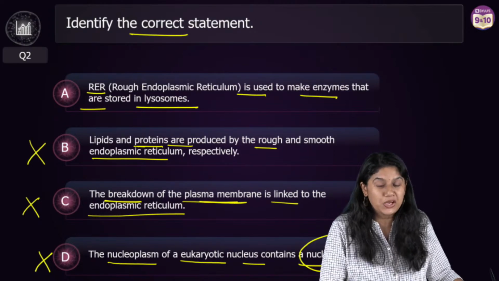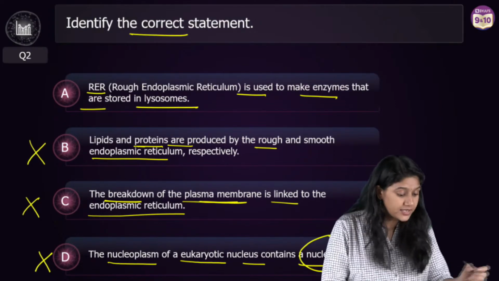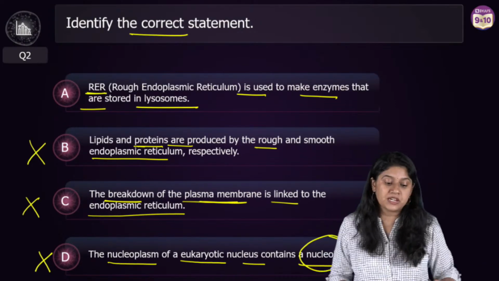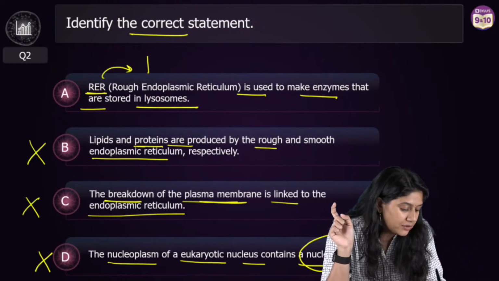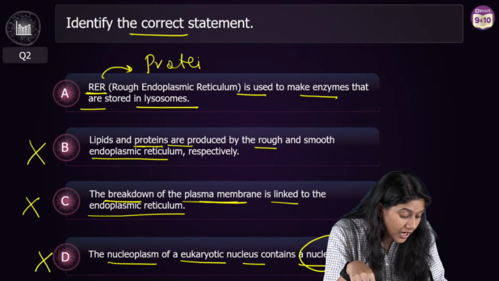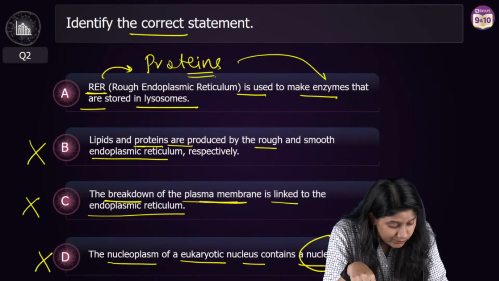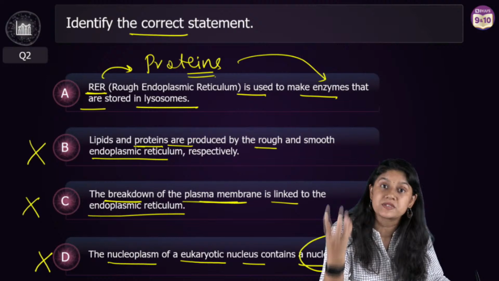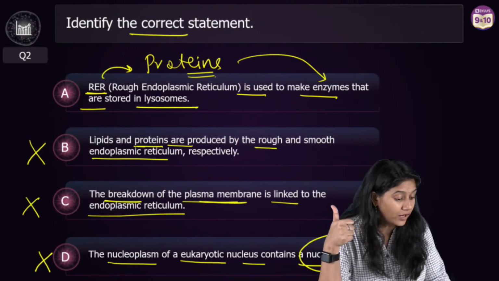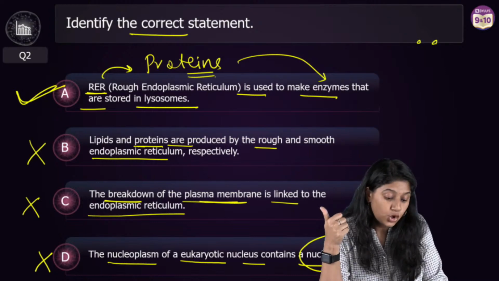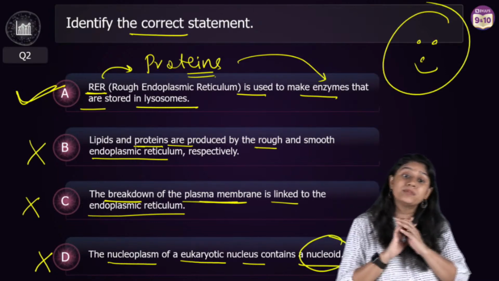Now what are we left with? We are left with option A, that the rough endoplasmic reticulum is used to make enzymes, that is the protein. We know that it makes the protein, and these proteins eventually will be making the enzymes that are present inside the lysosomes. So this statement is correct. All of you got the correct answer. Those of you who had confusion, I hope that now it's clear.